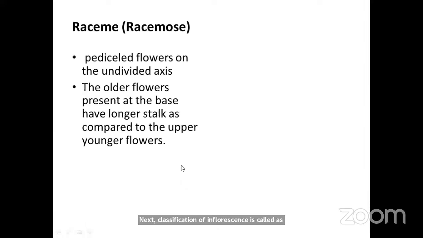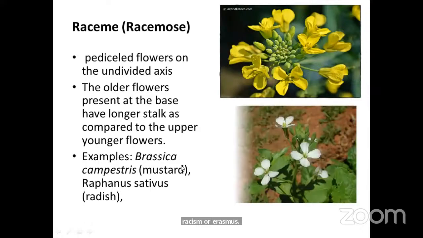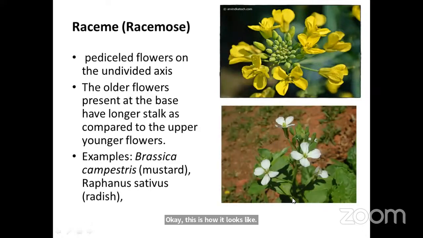Next, classification of inflorescence is called raceme or racemose. Okay, this is how it looks like. The flowers of radish, mustard, and other plants belonging to the same family actually have what we call racemose or raceme inflorescence.